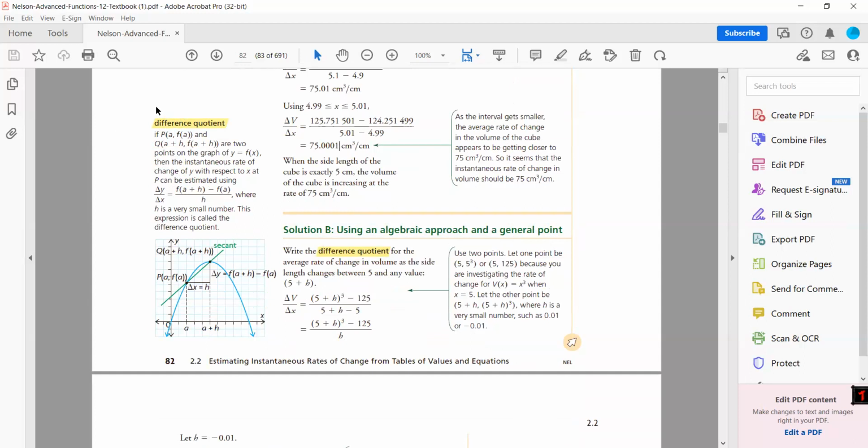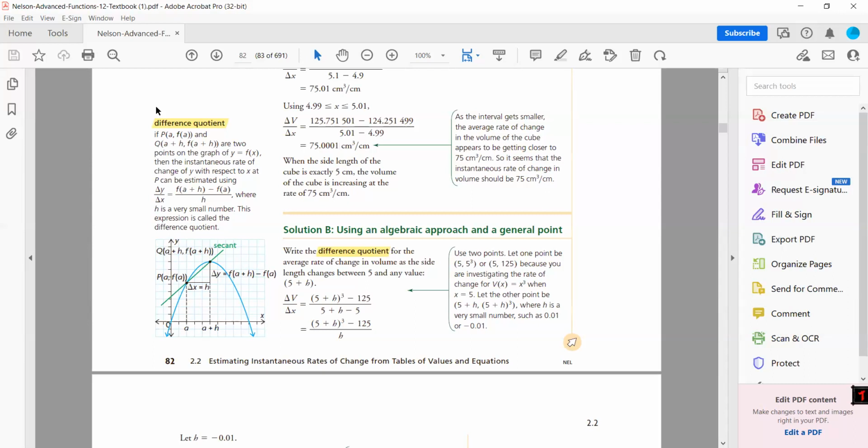If P and Q are two points on the graph of y equals f of x, then the instantaneous rate of change of y with respect to x at P can be estimated using the following formula: the value at the second point, subtract the value at the first point, divided by h, where h is a very small number. This expression is called the difference quotient. Solution B, using the algebraic approach and the general point.